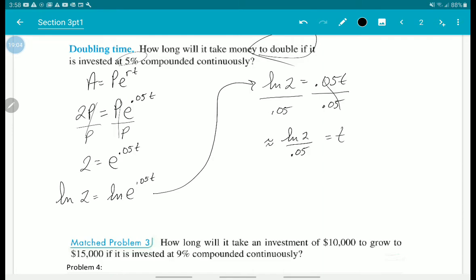And we're going to want a decimal approximation for that. This is one of the few times where you'll be asked for a decimal approximation. And it looks like it's going to be about 13 years. So it's going to take about 13 years for any amount to double. It doesn't matter whether I invest $1 or I invest $1 million. It will take 13.86 years for that amount to double.